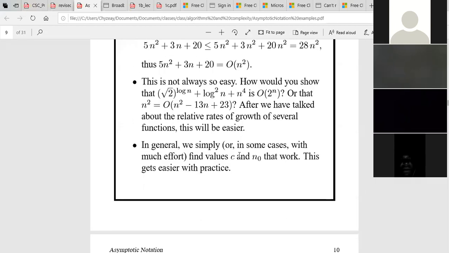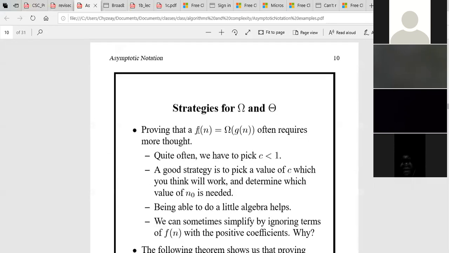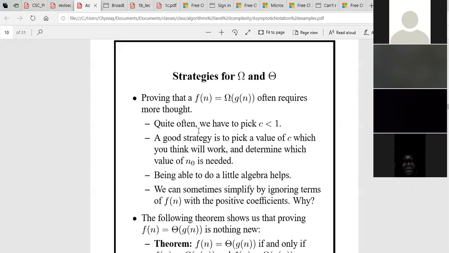But alternatively, we have a functional table that shows the rate of growth. Generally, what we are simply saying is that once we have the values of C and N naught and they are functional, then it is easy for us to prove the growth of the big O. And this is the last session we are going to cover today: strategies for the big omega and the big theta. If we want to prove that f of n equals big omega of g of n, we need to quickly remember that we must have a C that is less than 1. And this is obvious from the expression we had earlier.